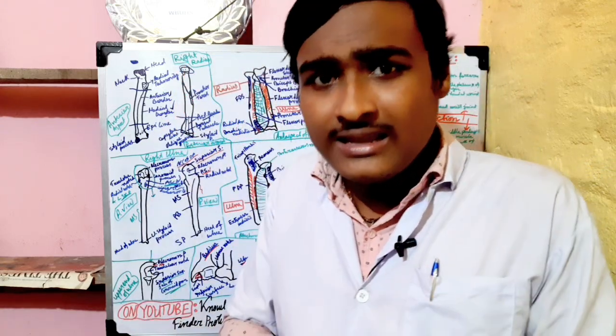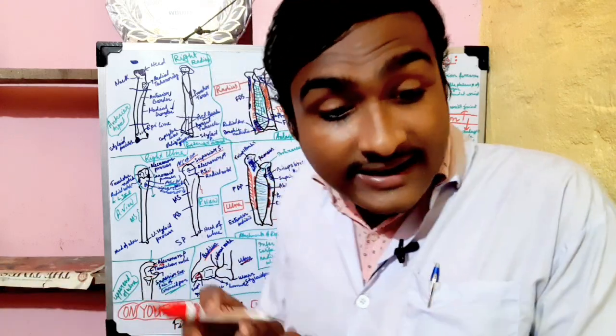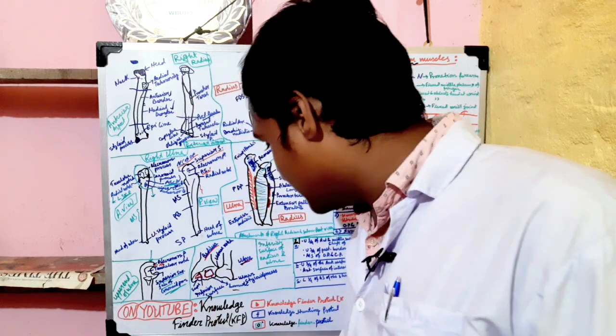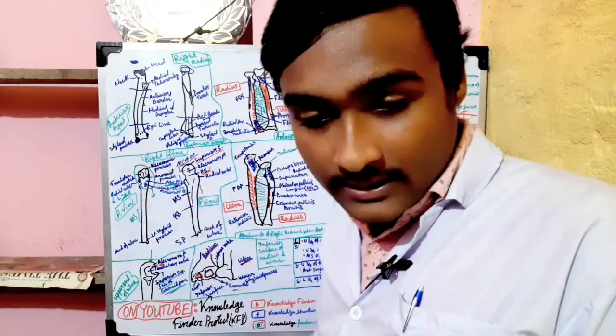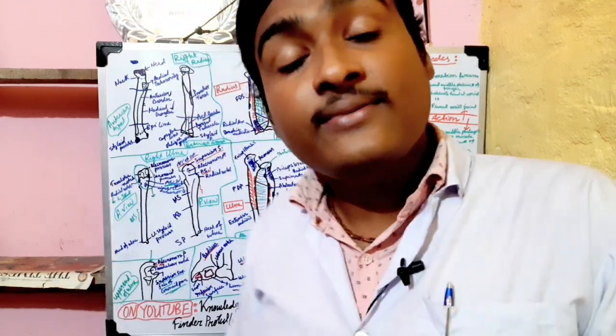What is the scaphoid? Scaphoid bones are among the eight carpal bones: scaphoid, lunate, triquetrum, trapezium. This is the scaphoid, and this is quadrangular. This is the lunate, and here the lunate bone is placed. This is the inferior surface. And here we can identify the ulna.